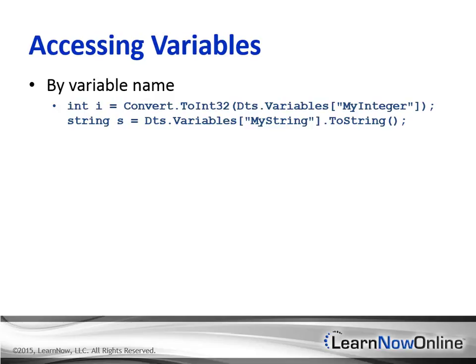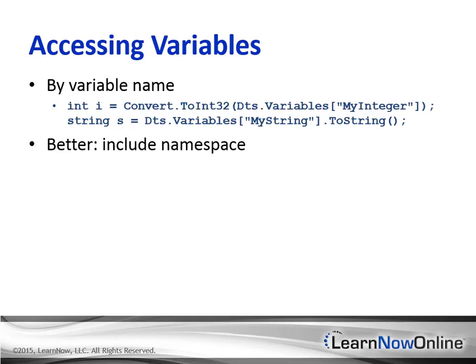In this very simple example, the code reads the values of two package variables, myInteger and myString. If the variables are read-write and you change their values, any task that reads the values later in the control flow will detect the modified value. You need to convert or cast the value returned to the data type that you need. That's why I'm using Convert.ToInt32 and the ToString method for those two variables.